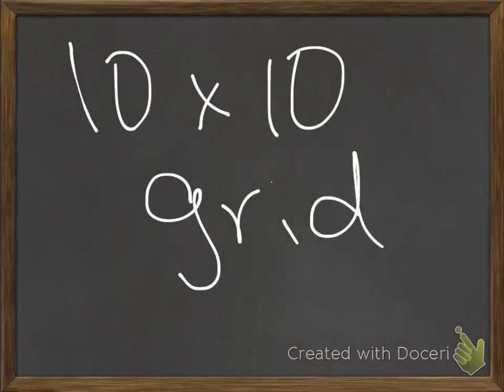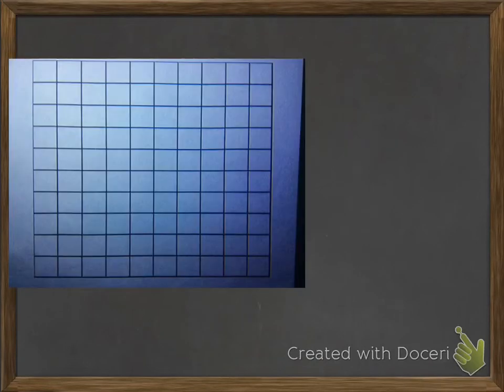Hey everyone, just want to talk to you guys about a 10 by 10 grid. A 10 by 10 grid is a great way for you to be able to find the percent or to actually find the decimal on a grid. So let's get started. This is a 10 by 10 grid.